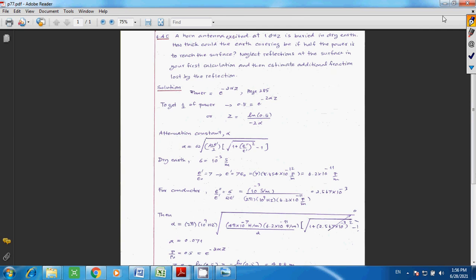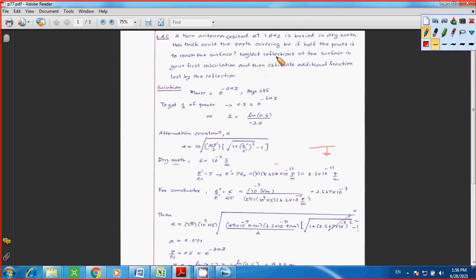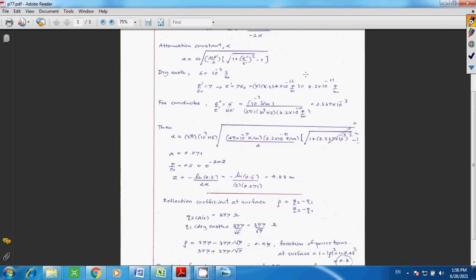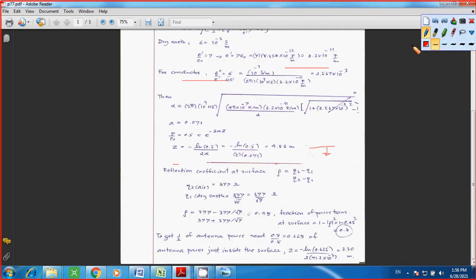Now they also ask you to neglect reflections at the surface in your first calculation, and then estimate the additional fraction lost by the reflection. They ask you to calculate the fraction lost by the reflection. In this case, you need to look for the reflection coefficient, which is rho equal to eta 2 minus eta 1 divided by eta 2 plus eta 1. Sorry, my mistake here. It's supposed to be positive.